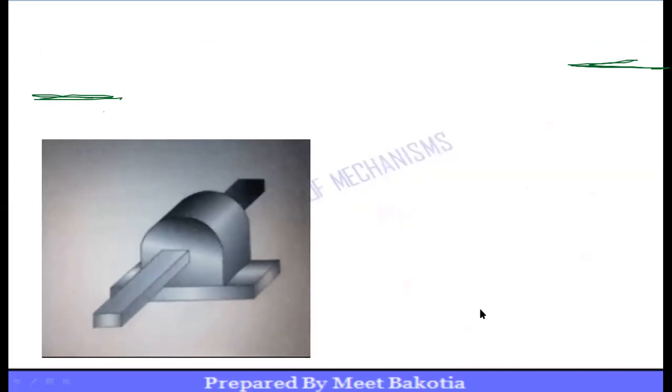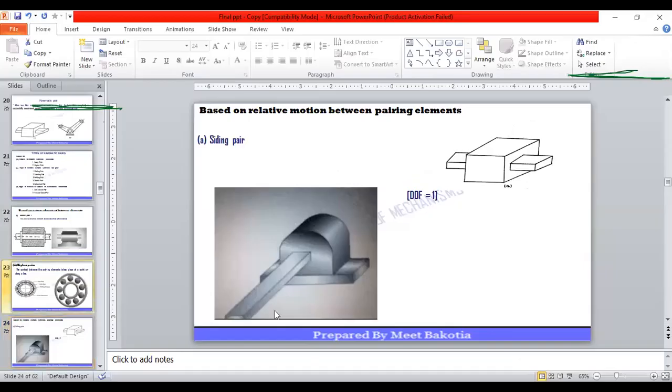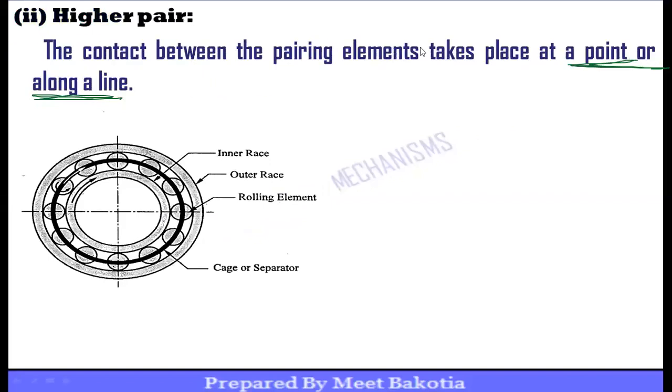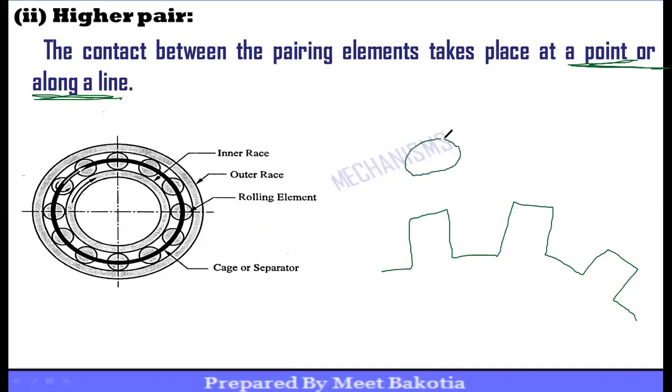What would be the other examples? Sorry, let me go back to the slide again. What would be the other examples of the higher pair? The pair of gear teeth, right? The gears that mesh with each other are examples of the higher pair. The cam and follower mechanism is also an example of a higher pair. Or, if a straight path is there and a wheel is rolling on a surface, that is also an example of a higher pair.